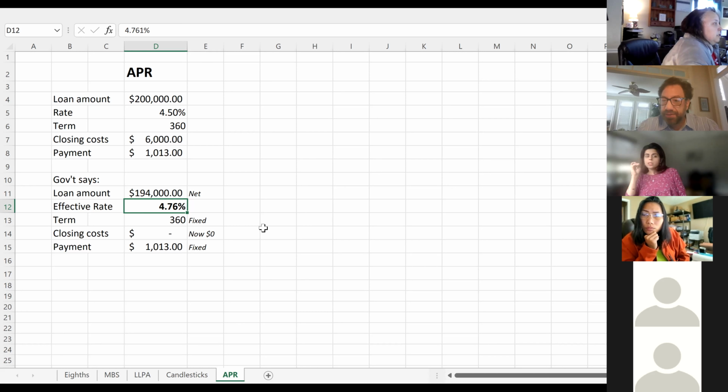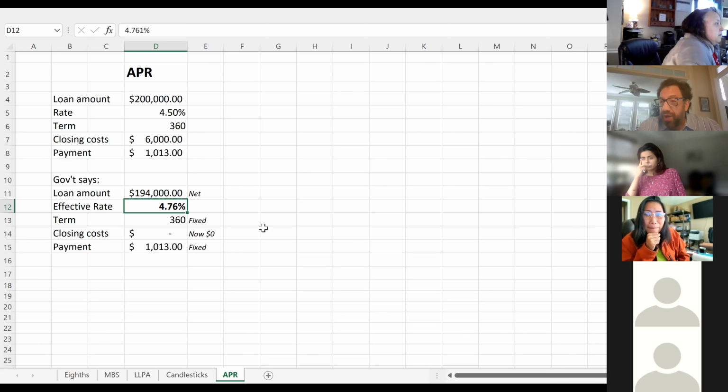Does that make sense? Would the rate and the APR be the same in any of the scenarios, or would the APR always be higher? That's an excellent question. Yanni, what kind of scenario would the APR and the rate be exactly the same? Oh, when the borrower doesn't pay closing costs?